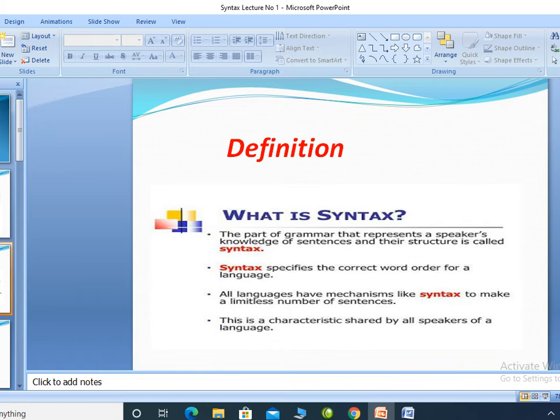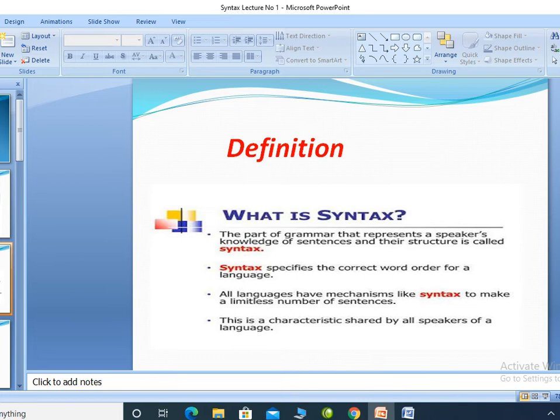But "I eat meal," "I eat bread." So here in English, it is SVO. I is subject, eat is verb, and meal or bread is object. So English is SVO. The Arabic language is VSO: verb, subject, object. So in the world, different languages are spoken, but these languages have specific word orders.